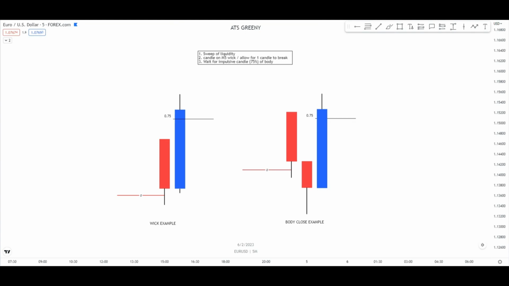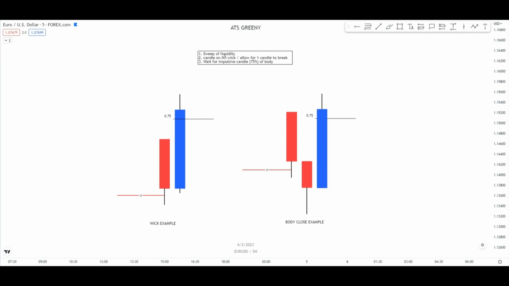I'm just going to show you a little entry model that I've been working on. It's more to do with not missing trades. And I haven't missed a single trade entry that I would have done in my previous entry model with this one. So I'm going to go through it.